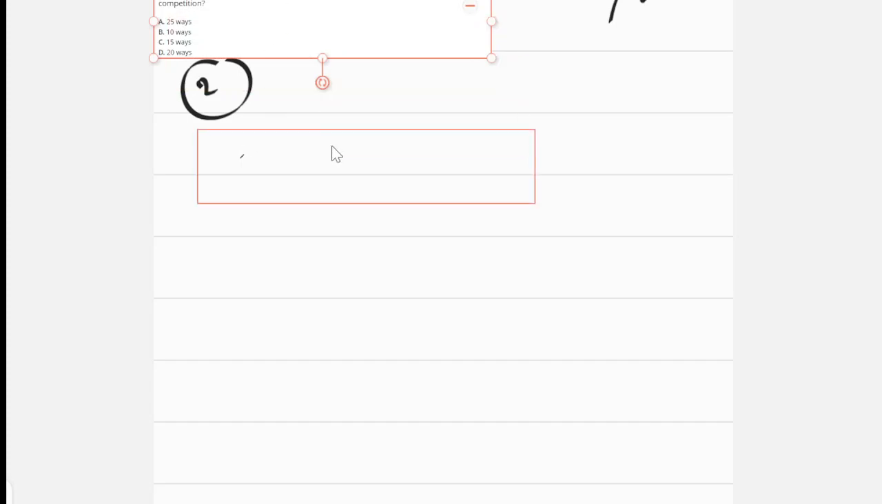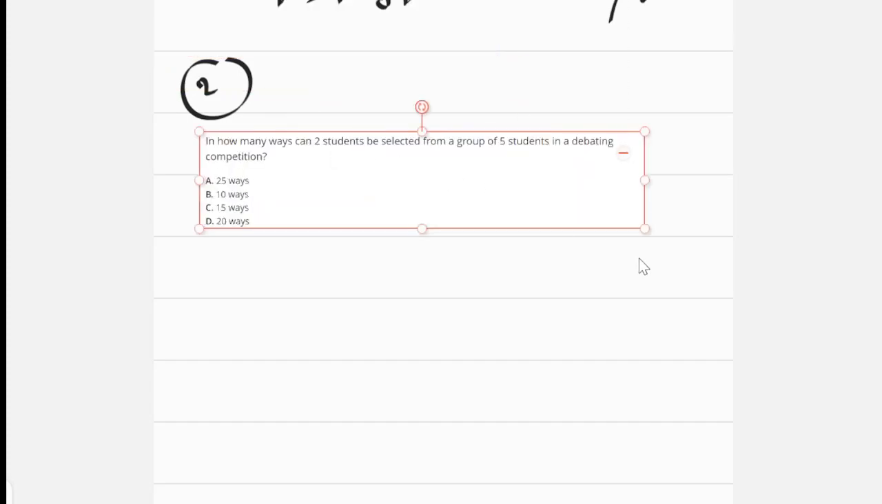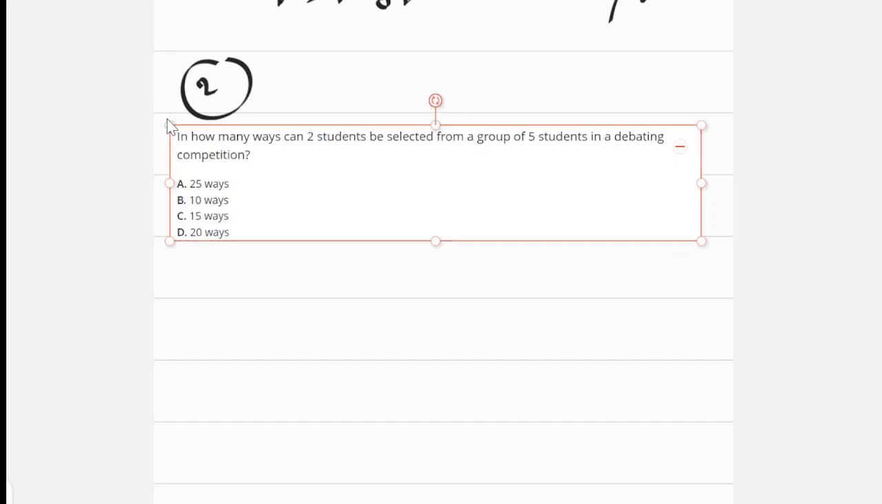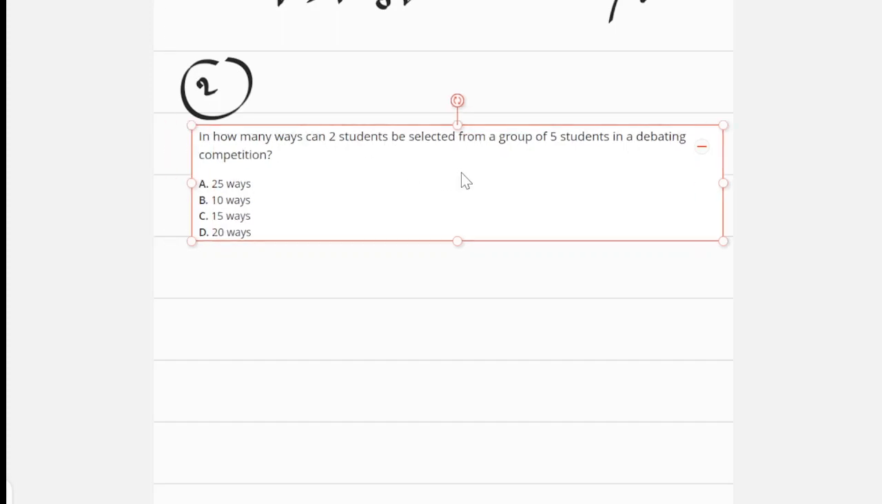Okay, now let me give you one more example. Let me just paste it here. This example is on combination. This is the second question from the list. You are going to answer 40 questions. So let me just place it here. The question says, in how many ways can two students be selected from a group of 5 students in a debating competition?